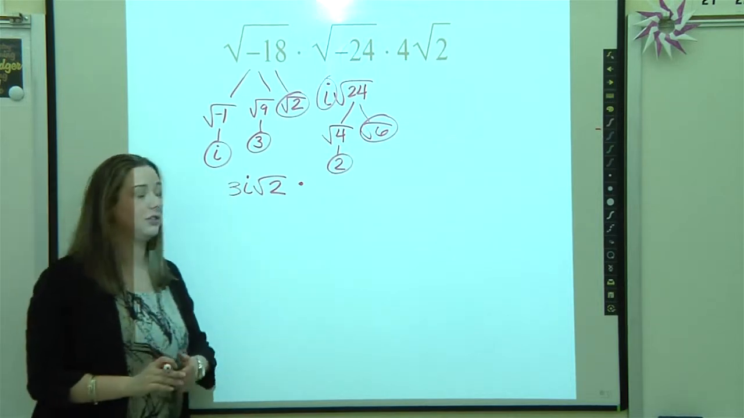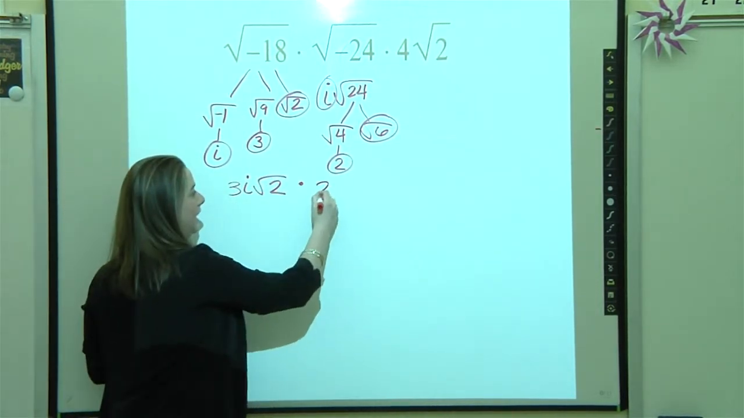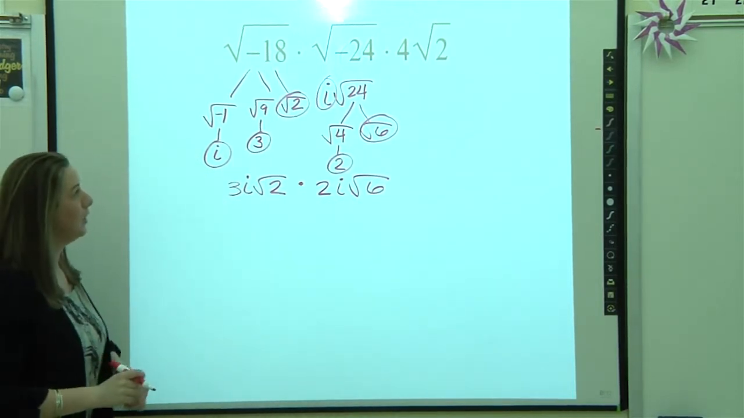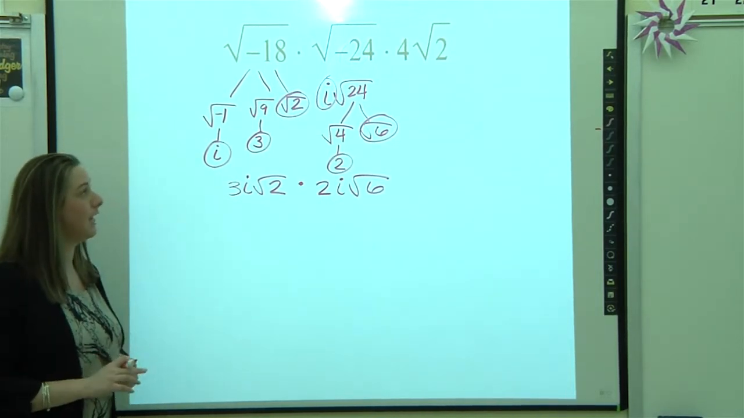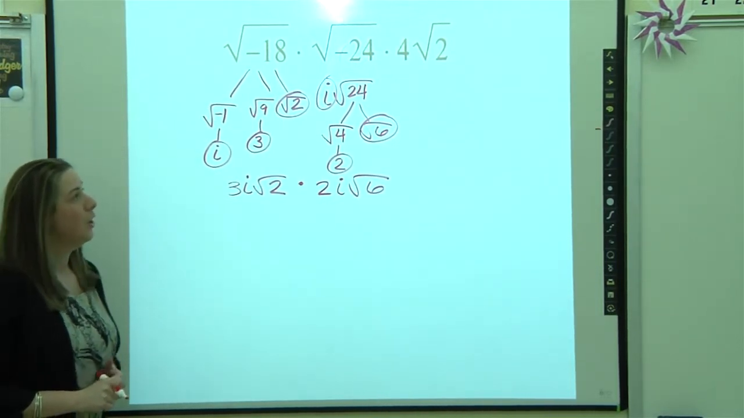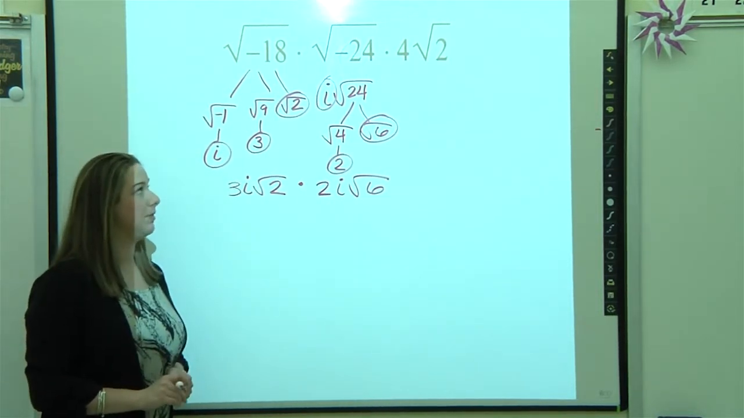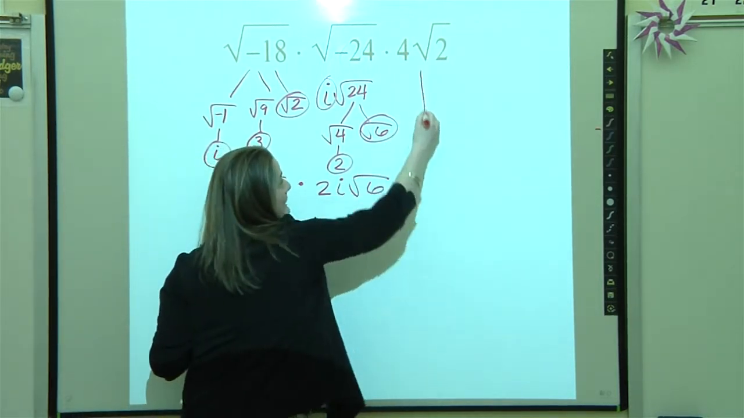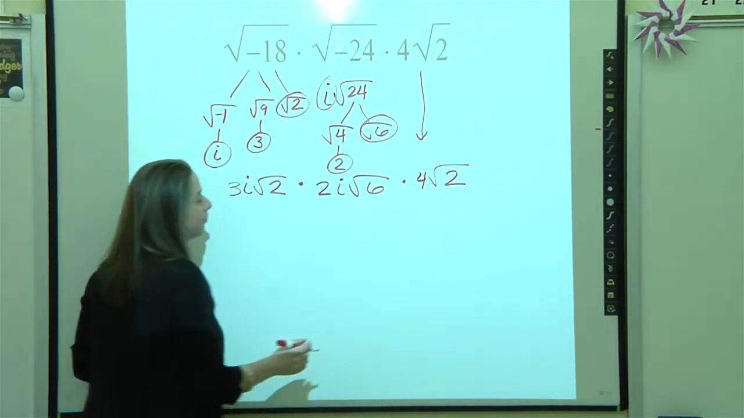Now I take all the circled terms and I multiply them together. 2 times i is 2i radical 6. So I'm slowly but surely getting more terms here. And let's deal with the last one, 4 radical 2. When I look at that, I can't really do anything. Radical 2 is not going to simplify, and then I just have the 4 being multiplied by it. So this is just going to come down, times 4 radical 2.